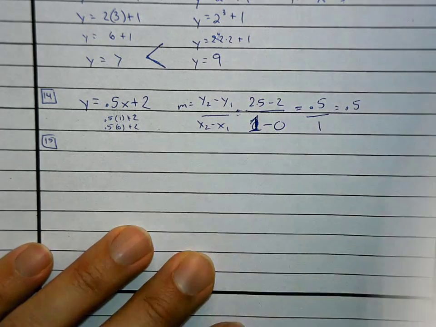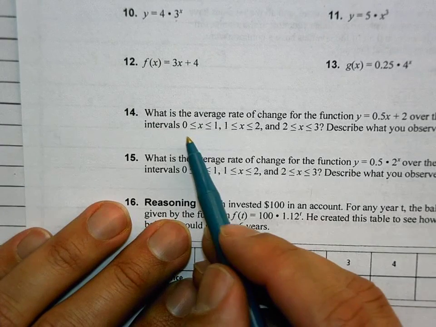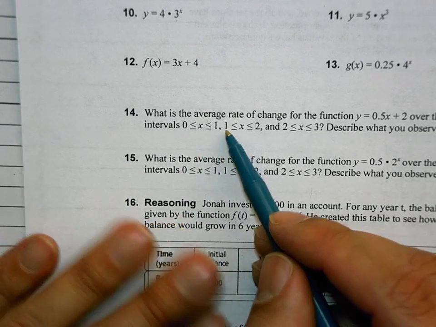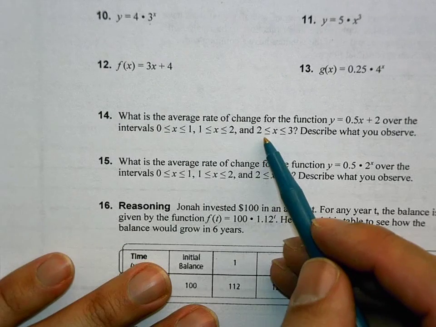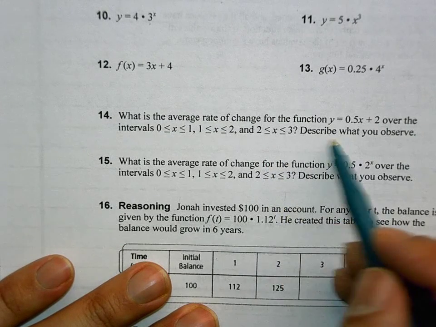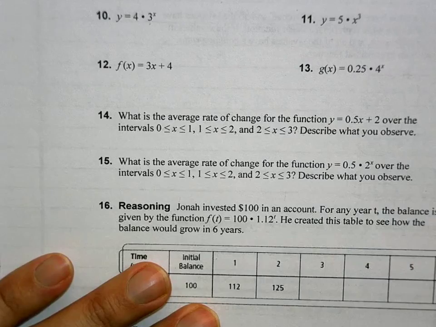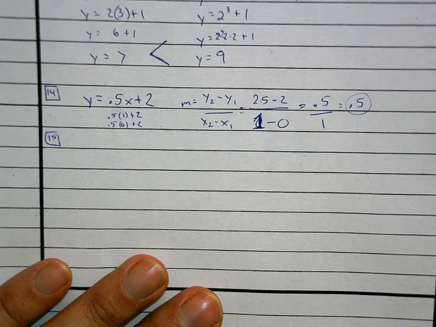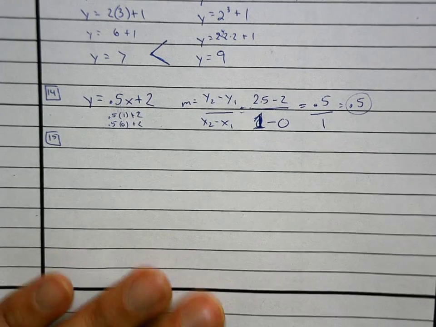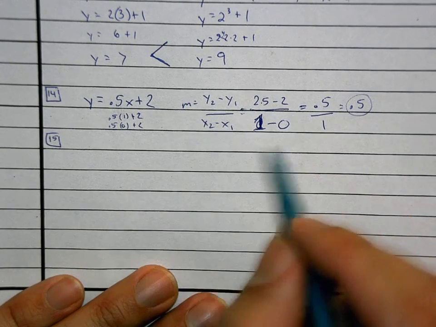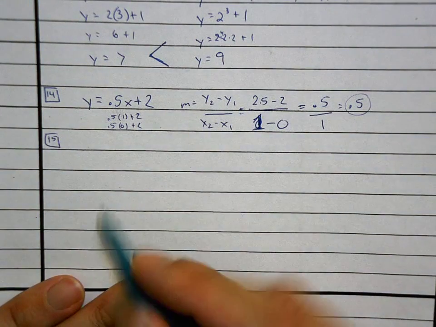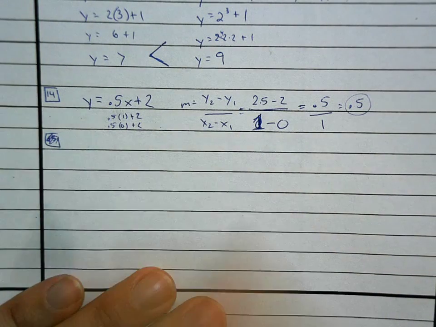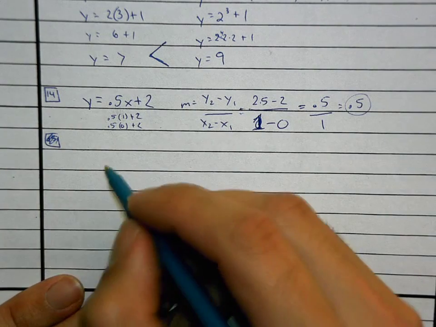I'm going to find the average rate of change between 0 and 1, between 1 and 2, and between 2 and 3. Then I have to describe what I observed, because this is only the answer to my first interval. So you're going to do the same thing for the next interval, 1 to 2. I'm going to cross off number 15 right here because I need more room. So I'm going to do 1 to 2.